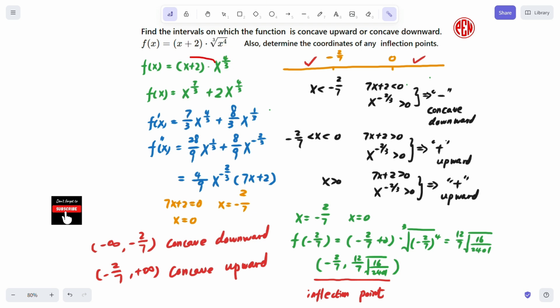When solving problems involving concavity, rewrite radical expressions using exponents for easier differentiation. Factor the second derivative whenever possible to help analyze its sign. Pay close attention to where the second derivative equals 0 and how its sign changes around those points. An inflection point only exists if the concavity truly changes. It's not enough for the second derivative to simply equal 0. That's it for this question.